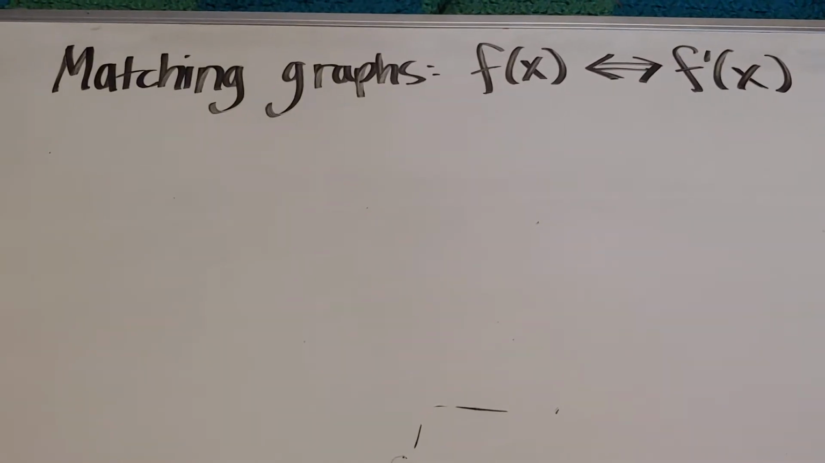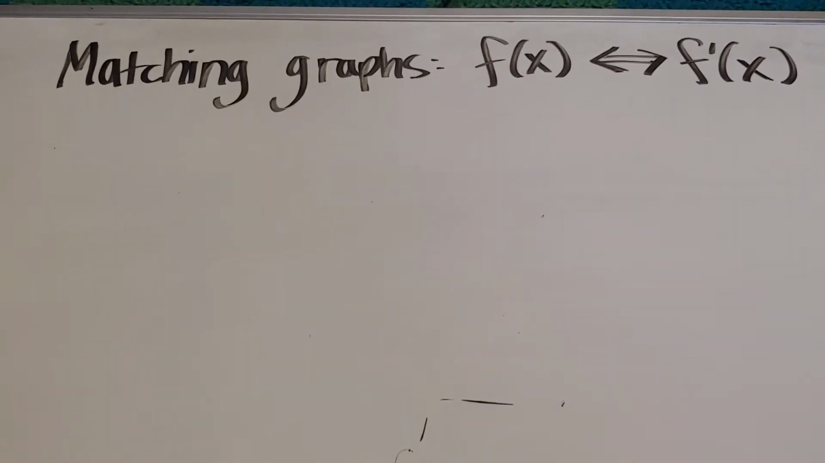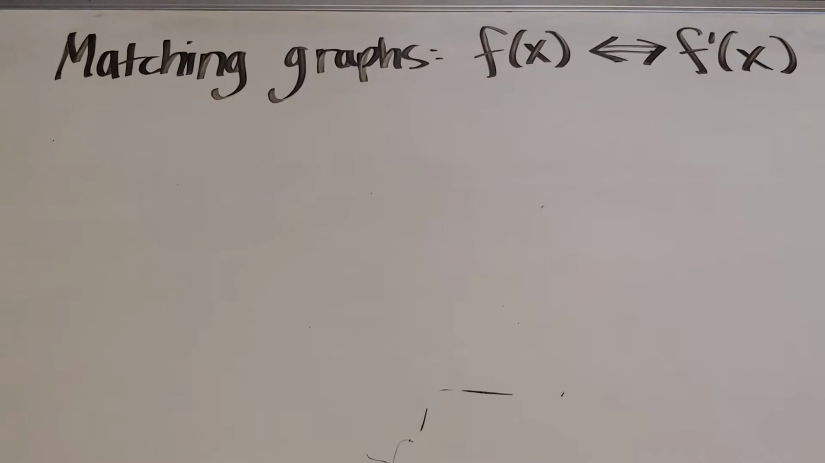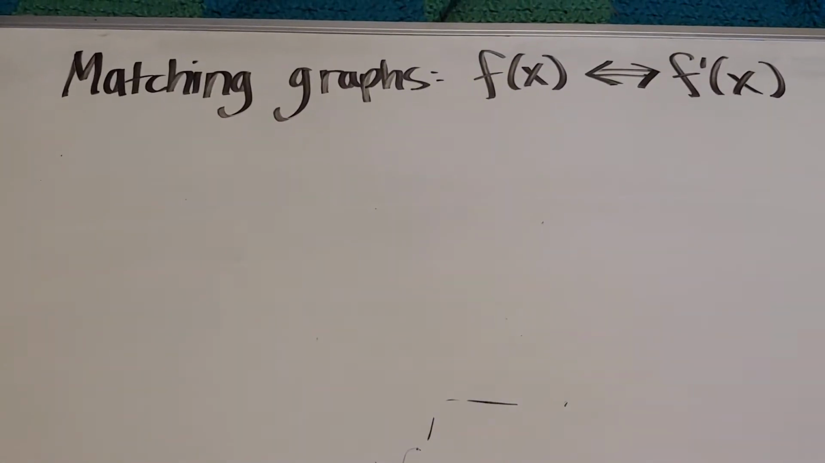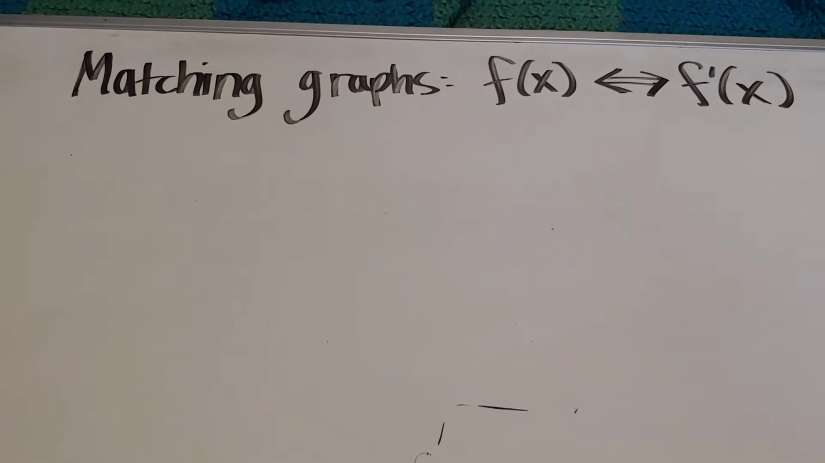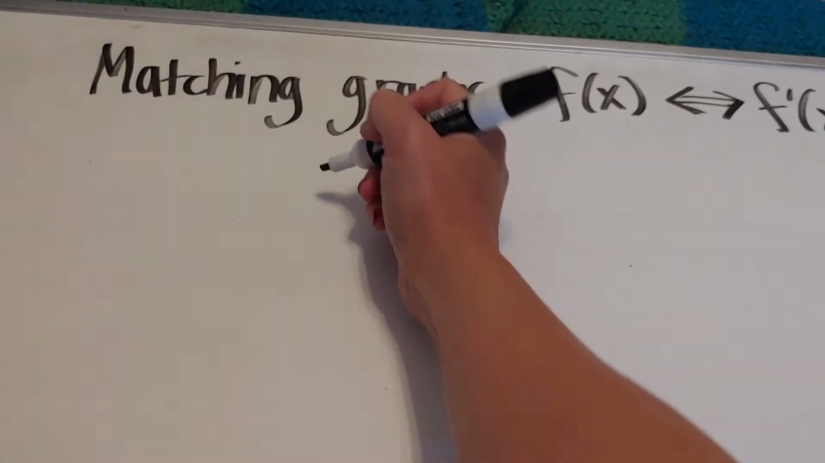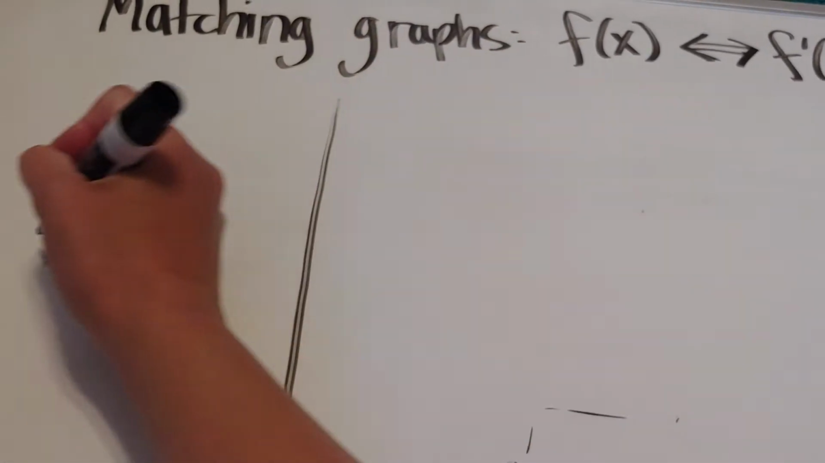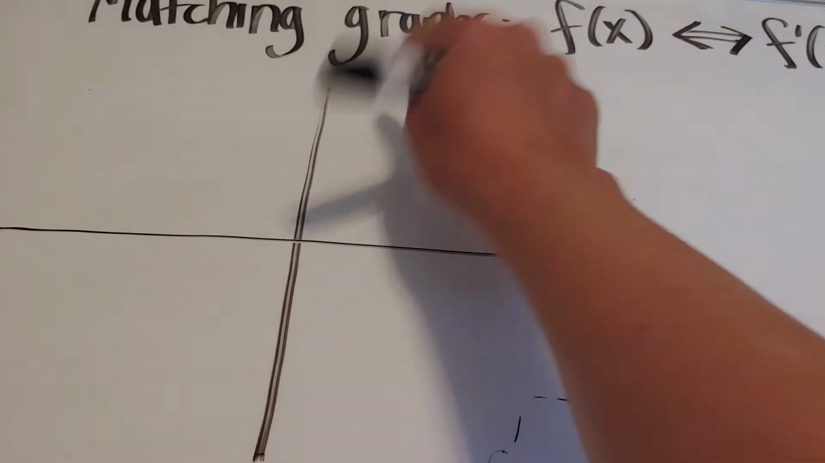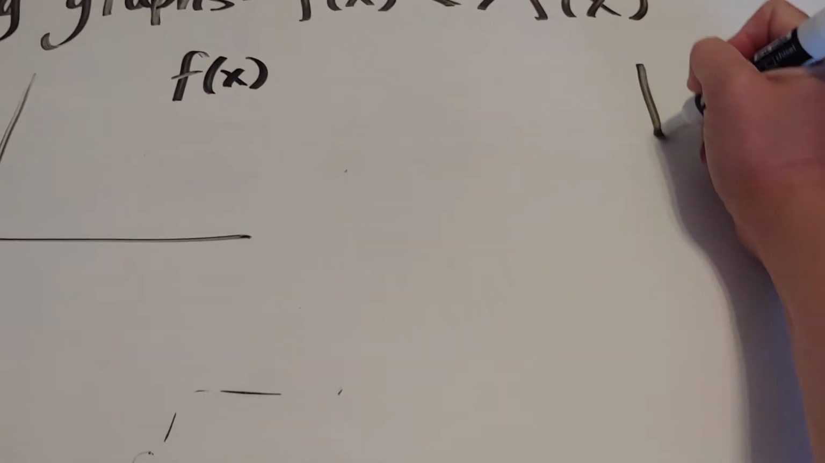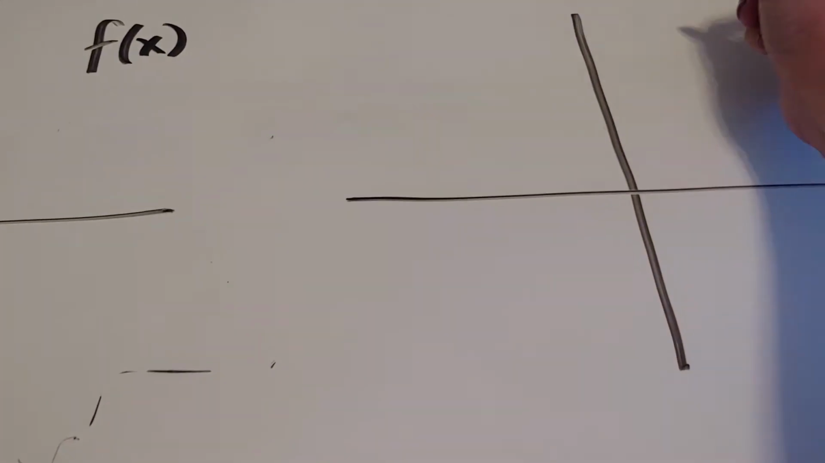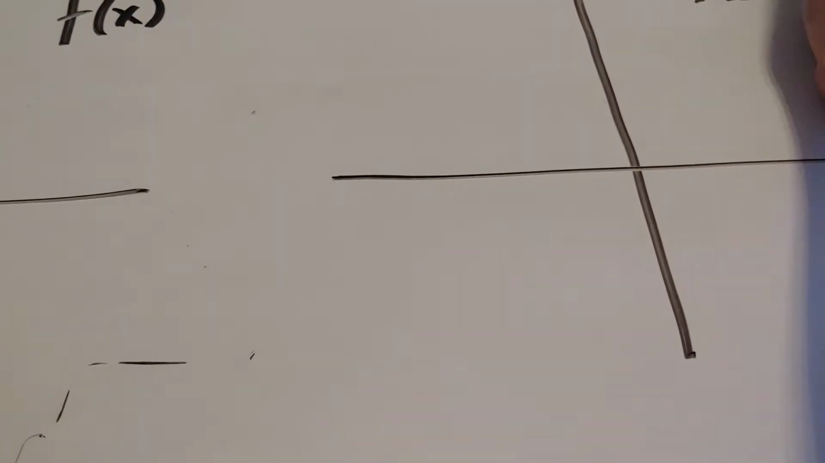In this video, we're going to talk about how to match graphs between the original function and the derivative. Just as in our homework, we're going to start a little simple, with what if our original function is a line? So let's say I have a set of axes here. This is going to be my function axes, and over here I'm going to have my derivative, so that we can compare and contrast.